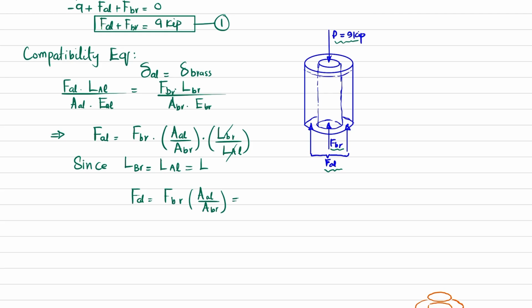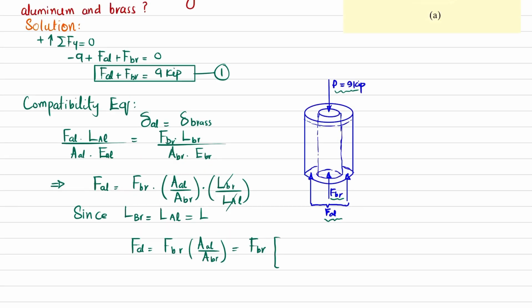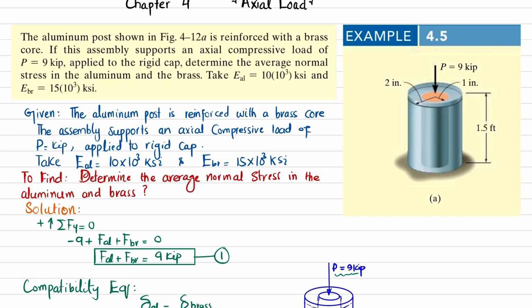Okay, now put the value of these areas. So F of aluminum is equal to F of brass, times the area of aluminum. You can see that the aluminum has an outer radius R naught of 2 inch and an inner radius of 1 inch because this is tube-like, clear? So 1 inch.